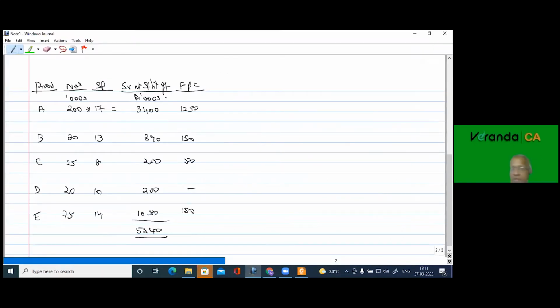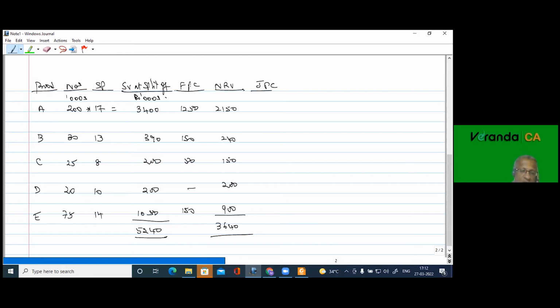It is not based on sale value at split off point, assuming that they are sold at split off point, but under net realizable value. Net realizable value: 3400 minus 1250, 2150, 240, 150, 200, and 900. So 2150 plus 240 plus 150 plus 110 comes to 3640.